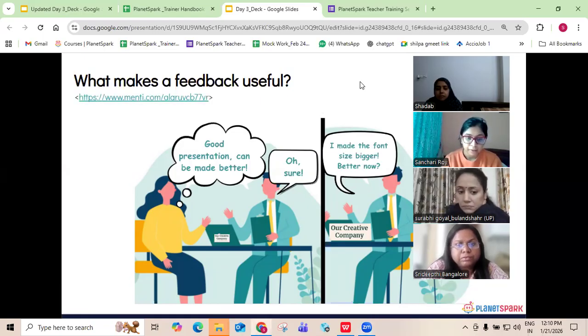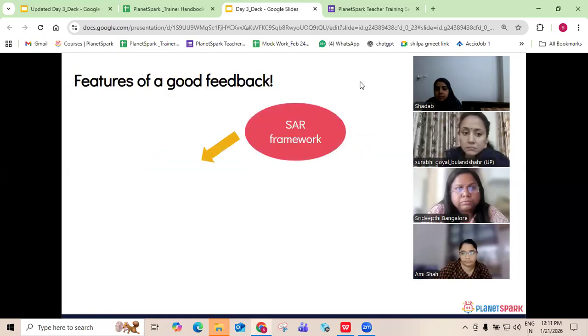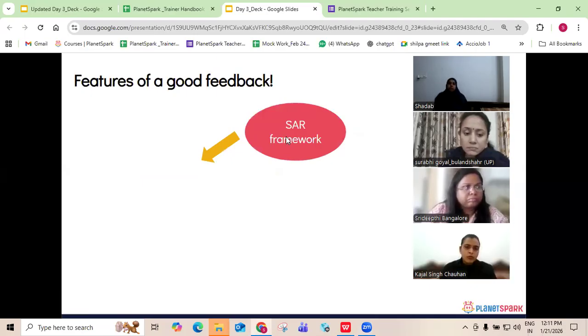So let us learn how to give a good feedback. The features of a good feedback. Lower down your hands, teachers, and have pen and paper ready. Very important.